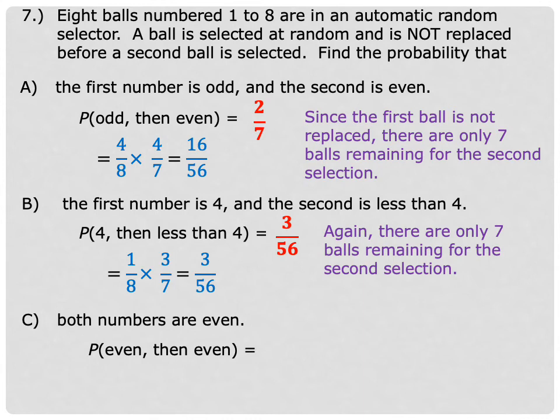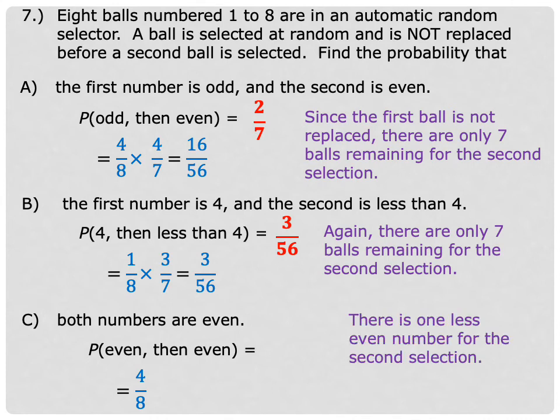If you want the probability that both numbers are even, the probability that the first is even is going to be 4 out of 8, but now there's 1 less even number for your second selection. So now there's going to be 7 balls left, and only 3 of them are going to be even. So your probability would be 3 out of 14.